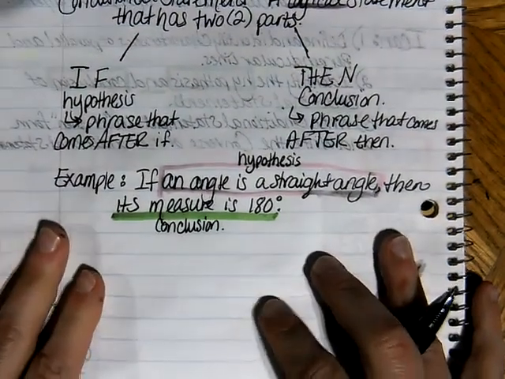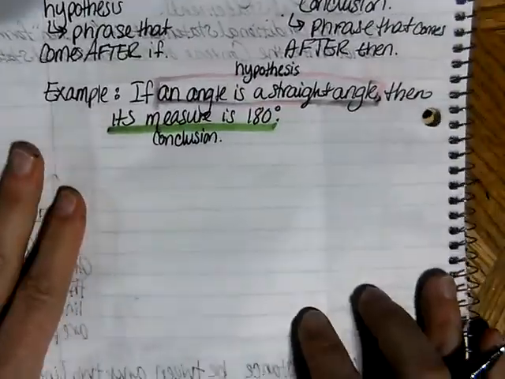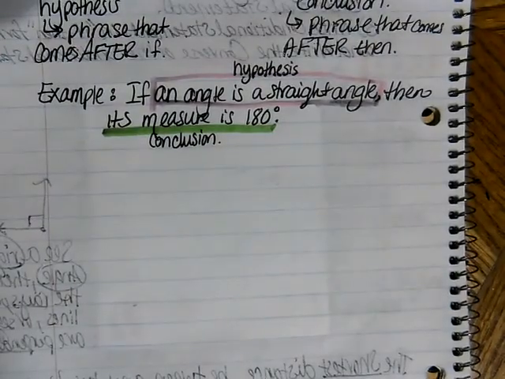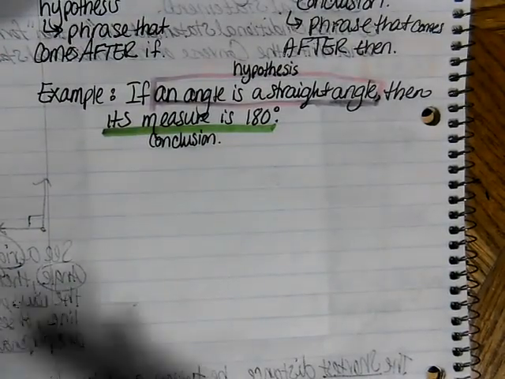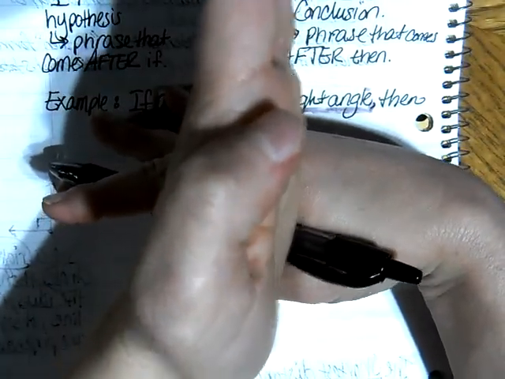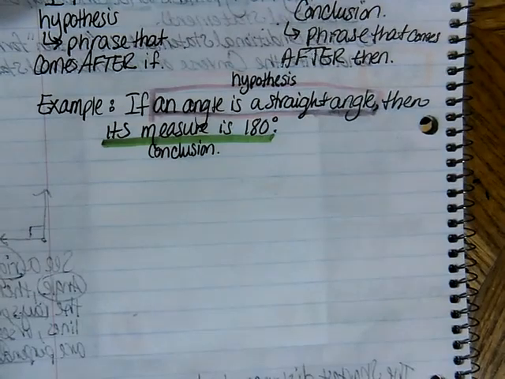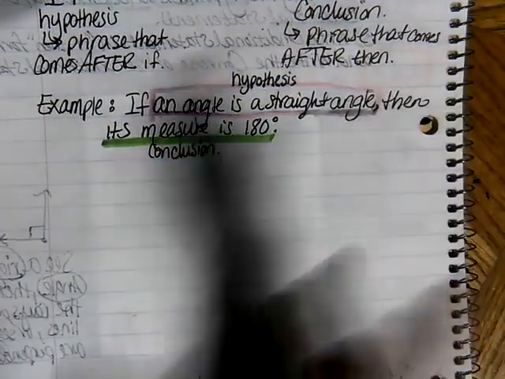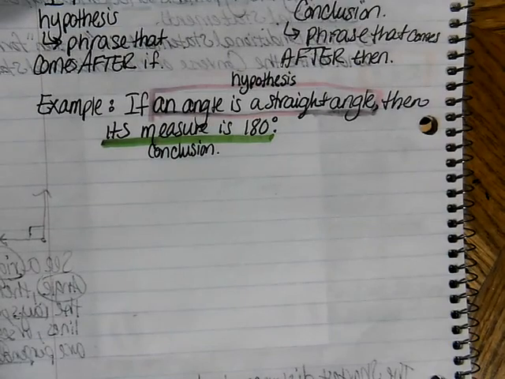So we're going to be working a lot with if-then statements, dealing with mathematics. So if two lines do not intersect, then they are parallel lines. If two lines intersect to form a 90-degree angle, then the lines are perpendicular lines. If, and then. Those are our conditional statements.